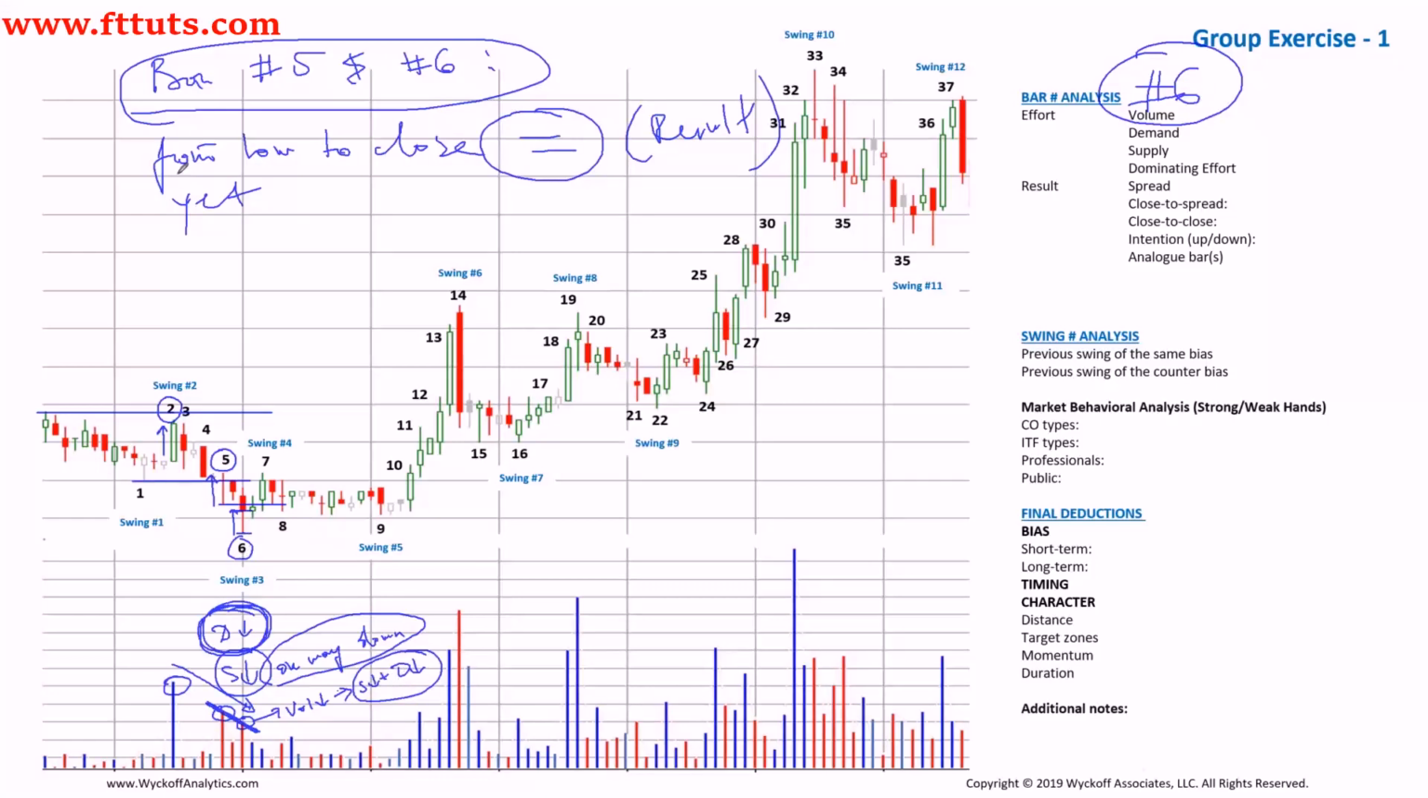So the distance that bar number 5 and bar number 6 travel from the low to the close happens on diminishing effort to the upside. So the question is, is this rally from the low to the close on bar number 6 an easier move to the upside than on bar number 5?